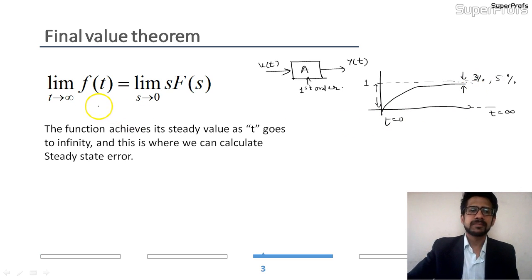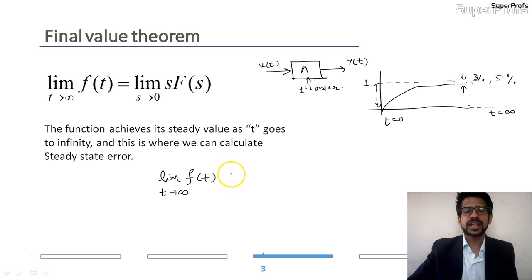According to final value theorem, the final value of any system f of t, or any function f of t, is found by taking the limit of that function for t tending to infinity, which is a very simple statement to understand. What do you do to find out the final value of a system? Just put t equal to infinity. Now this very statement translates into Laplace transform as limit s tending to 0 of s into F of s.